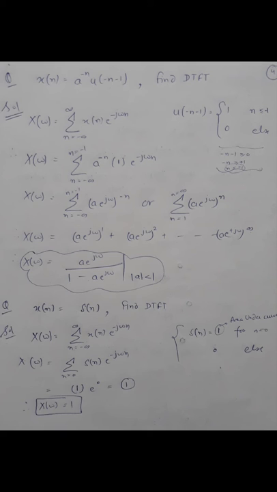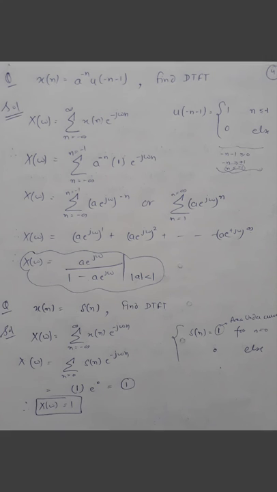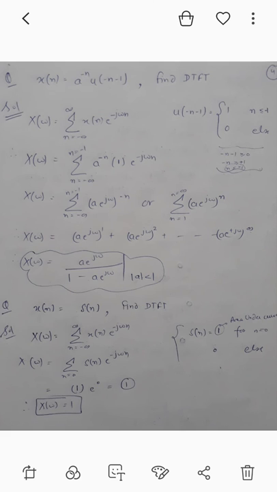Now again make the whole power minus n, (a e raised to power j omega) whole raised to power minus n, or I multiply n with the negative sign, 1 to infinity (a e raised to power j omega) raised to positive n. Open the summation, you will get an infinite GP series and the sum is a upon 1 minus r with mod of r less than 1. Similarly, we can write X of omega is equal to a e raised to power j omega upon 1 minus a e raised to power j omega with mod of a less than 1.